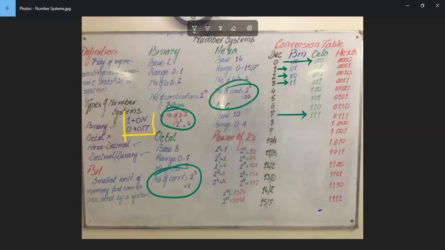But when it comes to the decimal, it is the number system that we are utilizing in our daily life, and we do not have any limit to the counting. That's infinite. That is the reason I haven't written over here the number of combinations.